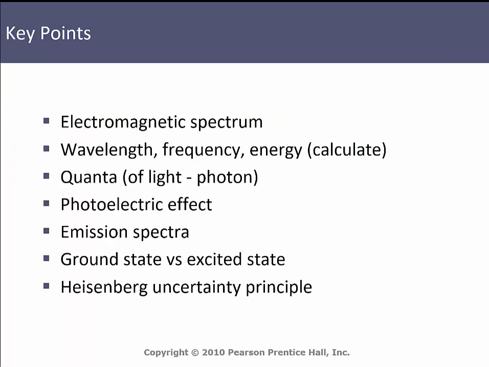that we've covered so far were our electromagnetic spectrum, our wavelength, frequency, and energy interconversion calculations, and the idea that light can exist as a particle and a wave, a photon. We talked about the photoelectric effect, which gave us the idea that a photon can act like a particle. We talked about emission spectra and how that led to the quantized energy levels in individual atoms. We talked about ground state versus excited state. We talked about the Heisenberg uncertainty principle and how that relates to knowing where an electron is.